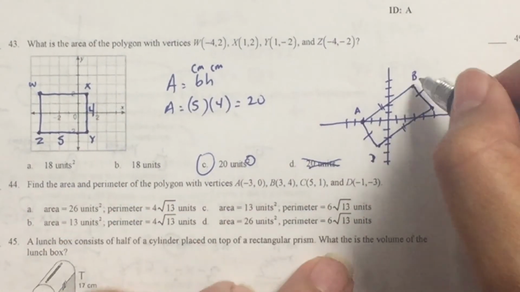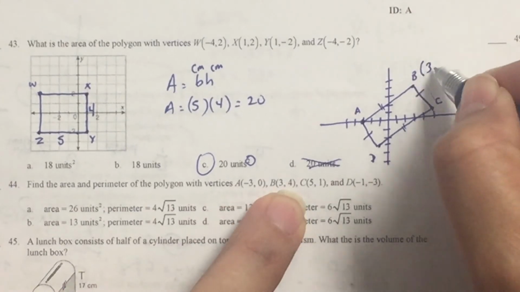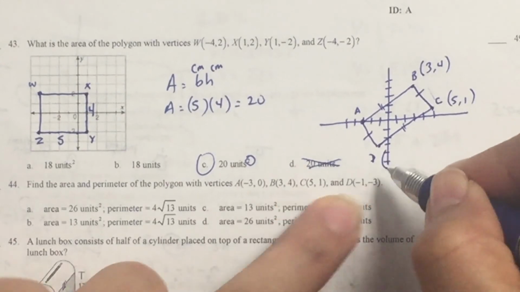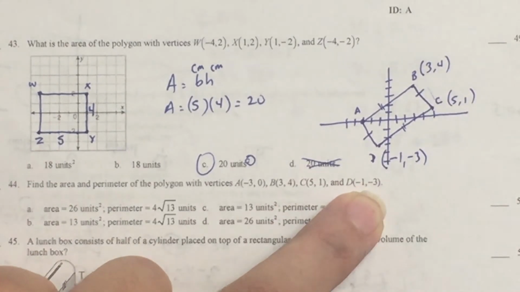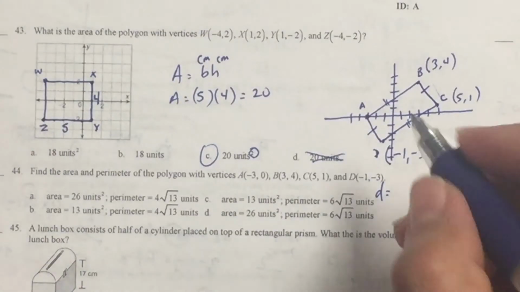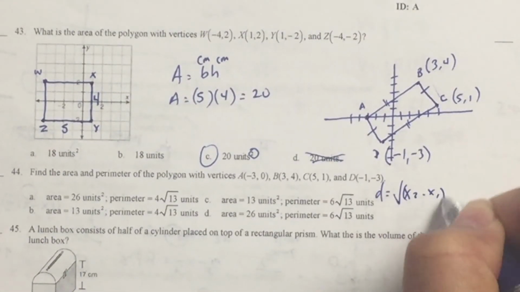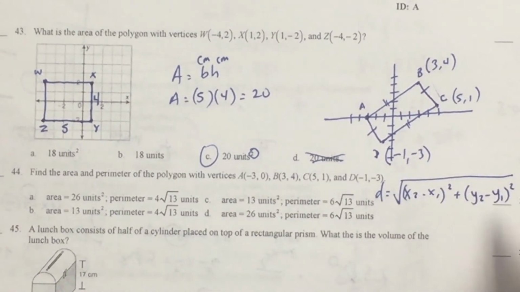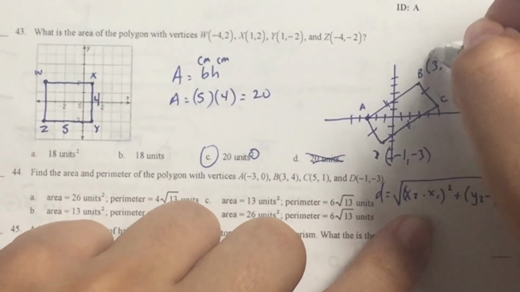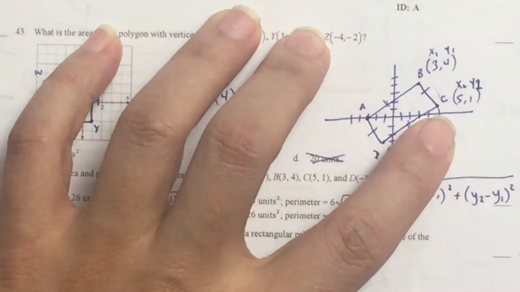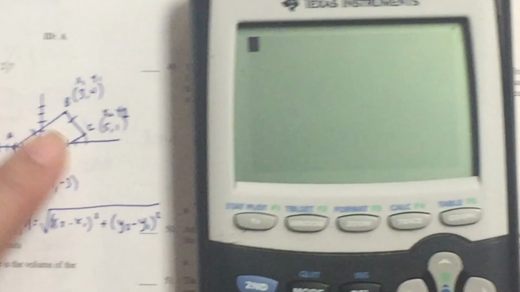So find BC. B was 3, 4, C is 5, 1, and then I need to find CD. D is -1, -3. So again, the distance formula: square root of (x2 minus x1) squared plus (y2 minus y1) squared. And all you're doing is putting it in the formula. So we're going to label x1, y1, x2, y2, my bad. All right, we're going to put that in this formula.